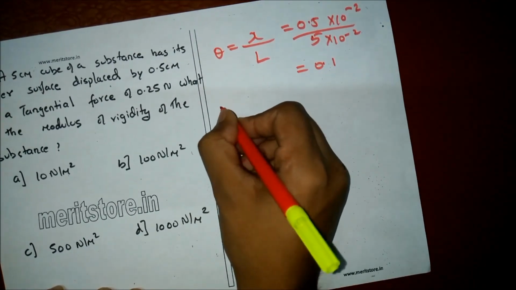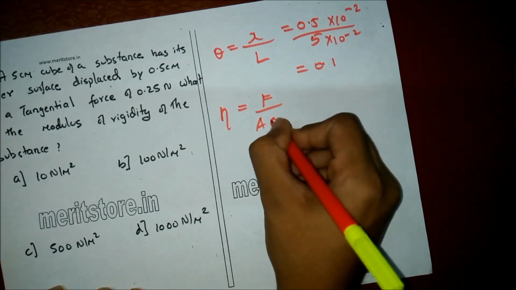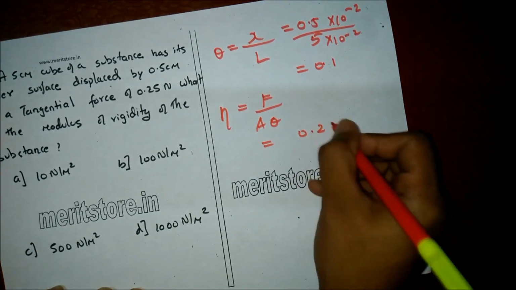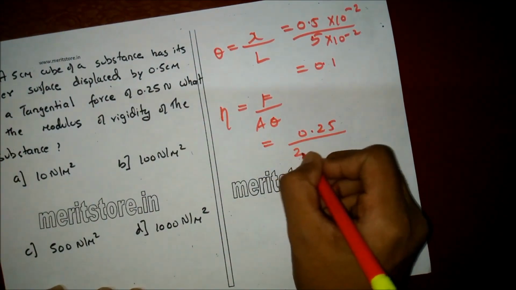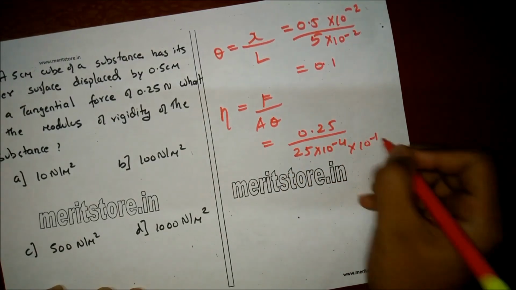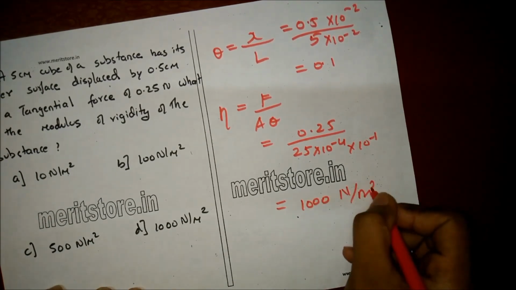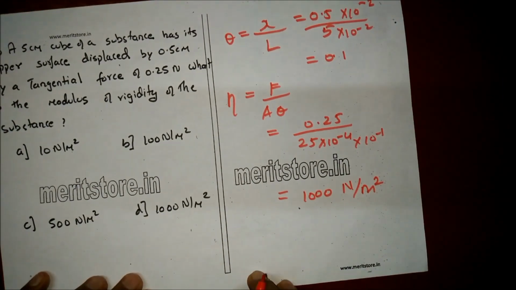Therefore, the modulus of rigidity will be equal to F upon A into theta, which will be equal to 0.25 upon 25 × 10 raised to minus 4 into 10 raised to minus 1, which will be equal to 1000 newtons per meter square. Therefore, the correct answer is option D.